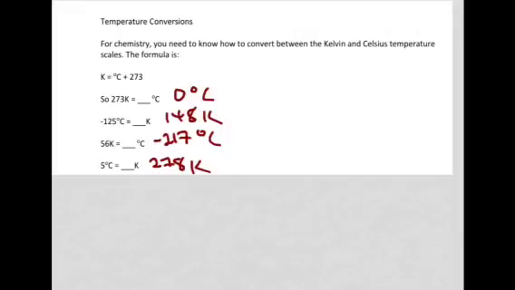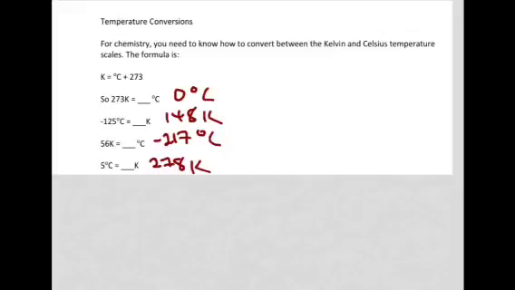So, what you should do, of course, is have a pen or a pencil, a calculator, reference tables, and certainly a piece of paper. Here are the answers. 273 Kelvin is 0 degrees Celsius. Negative 125 degrees Celsius is 148 Kelvin. 56 Kelvin is negative 217 degrees Celsius. And 5 degrees Celsius is equal to 278 Kelvin.